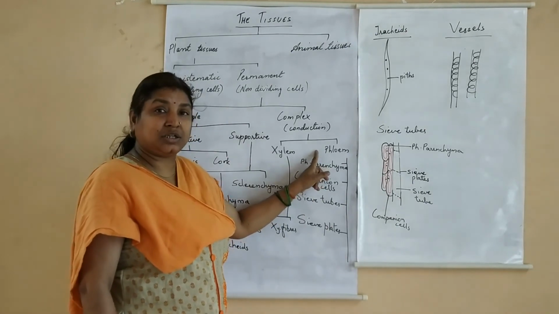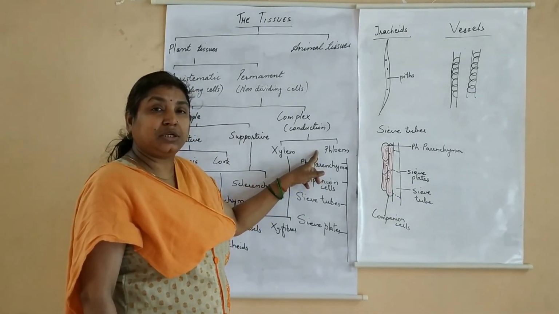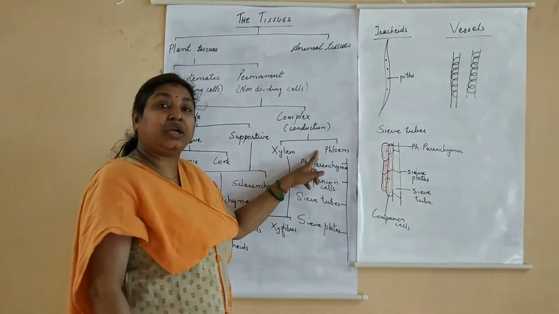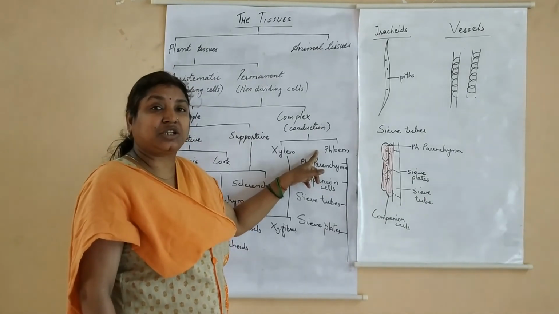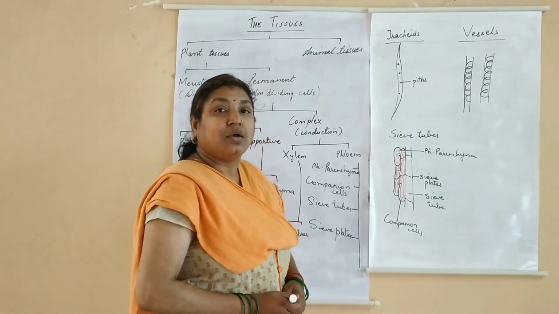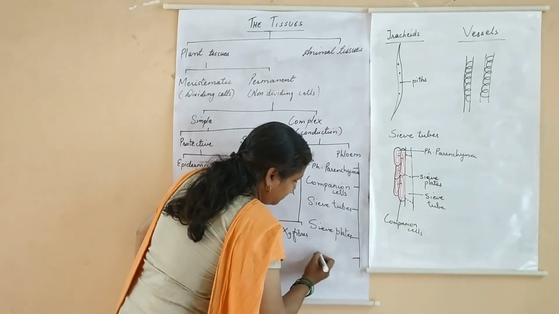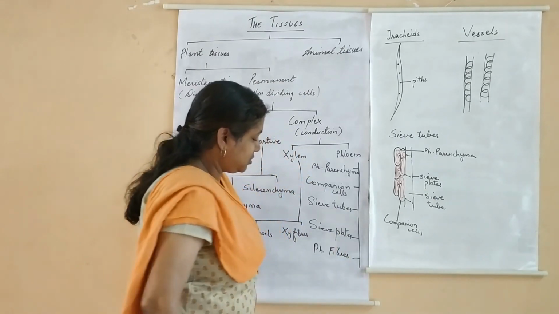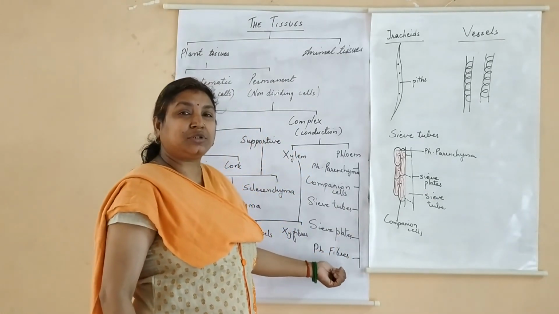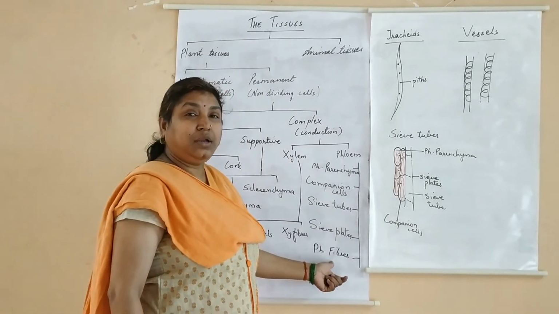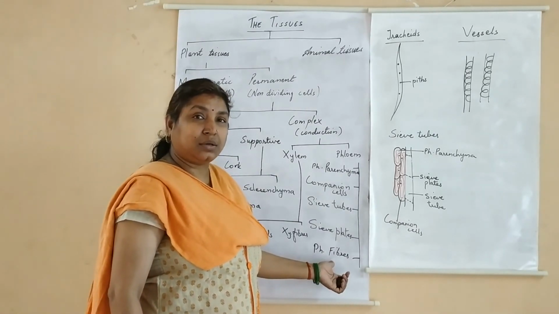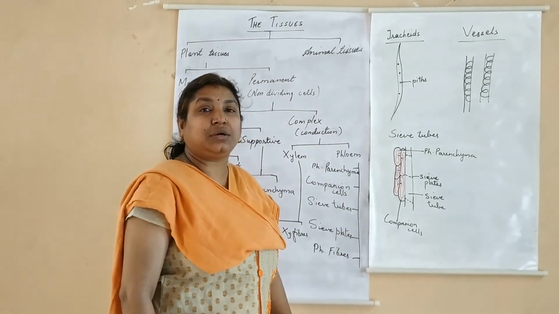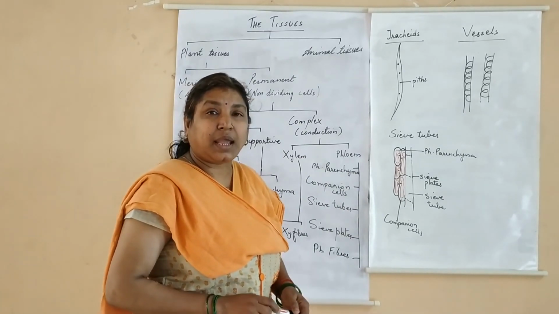Xylem and phloem are generally present together as vascular bundles, which appear as the veins in the leaves, and in the same way they are present in stems and roots also. We have one more type, phloem fibers. Phloem fibers are made up of sclerenchymatous tissue and they provide mechanical support to the plant. This is all about your complex permanent tissue. In the next video, we will study about animal tissue. Thank you. Goodbye.